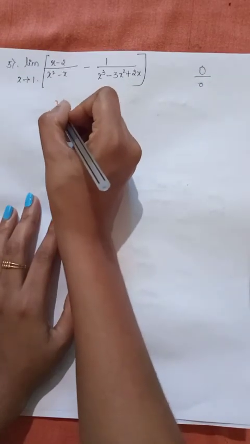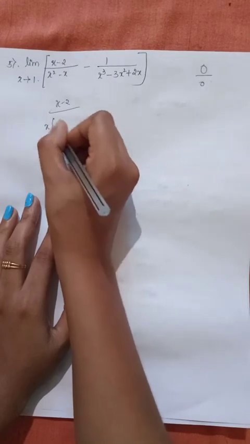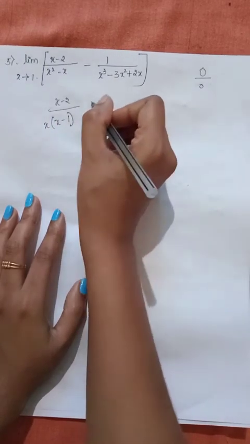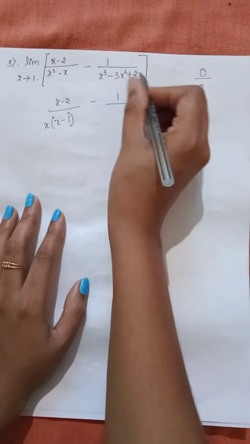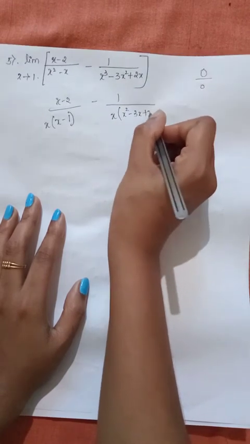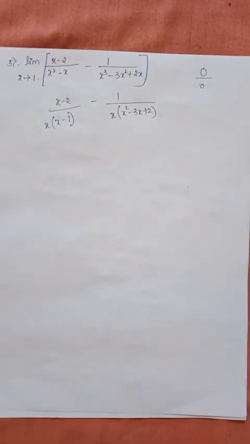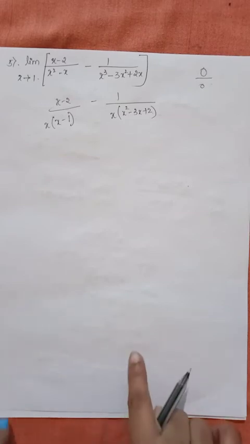How to simplify? x minus 2 is there. In the denominator what do you have? x square minus x. So take x outside. The remaining thing is x minus 1. Minus 1 by, here what is common? x is common. The remaining is x square minus 3x plus 2. So factorize this and see the common factors and simplify. Take this as homework. You can check the problem in the textbook also. It is in the worked out example.